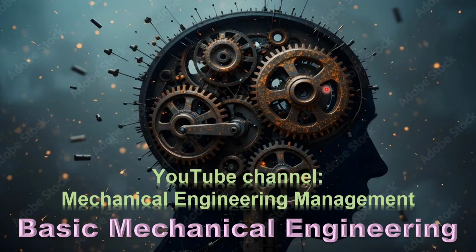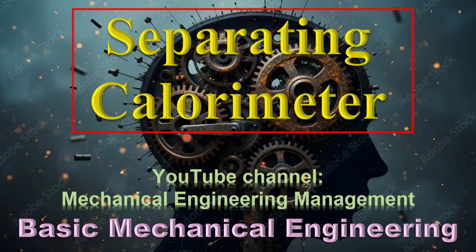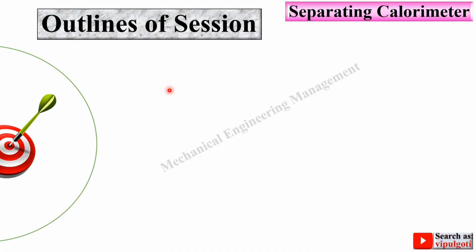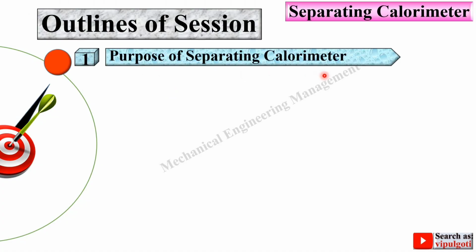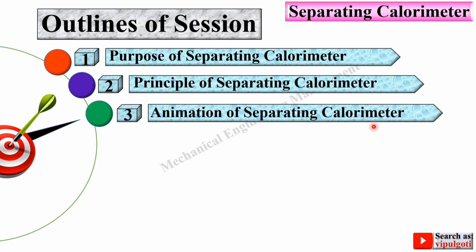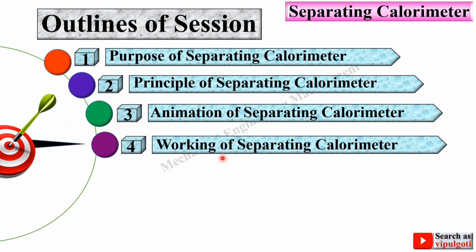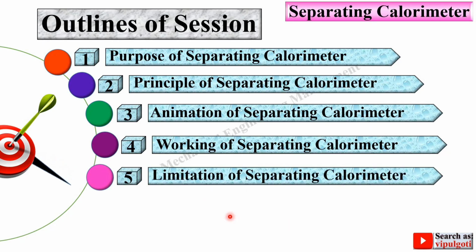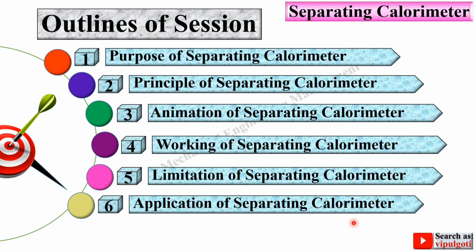Today we are going to see the separating calorimeter. So let's see first of all the outlines of the session. First we will discuss the purpose of the separating calorimeter. Next we will see the principle of the separating calorimeter. Next we will see the animation of the separating calorimeter so that you can remember its working exactly. Next we will see the working of the separating calorimeter, and then we will see the limitation of the separating calorimeter, and at last we will see the application of the separating calorimeter.